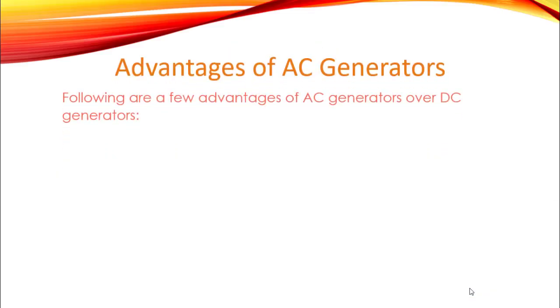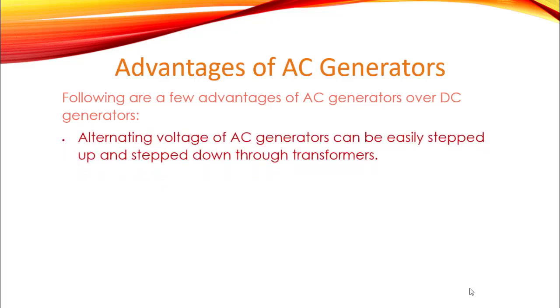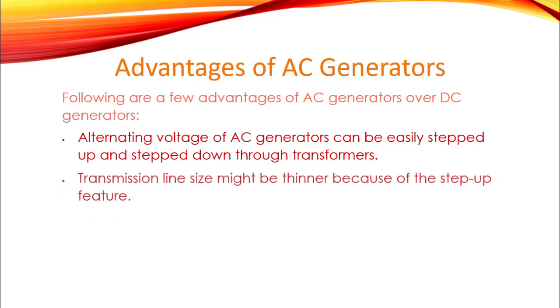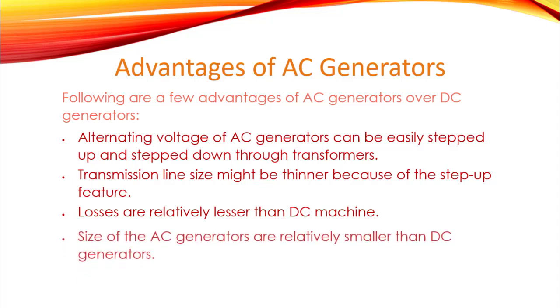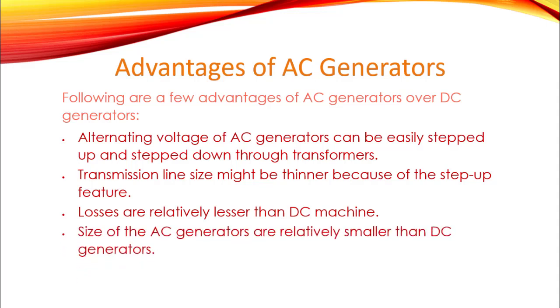Following are a few advantages of AC generators over DC generators. Operating voltage of AC generators can be easily stepped up and stepped down through transformers. Transmission line size might be thinner because of the step-up feature. Losses are relatively lesser than DC generator. Size of the AC generators are relatively smaller than DC generators.